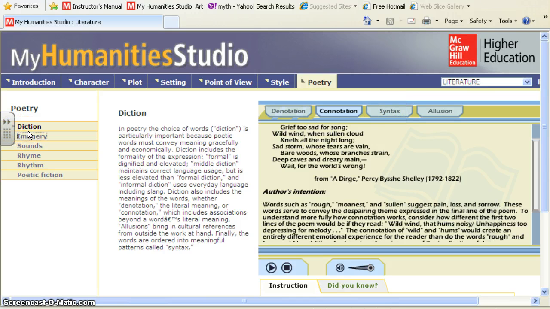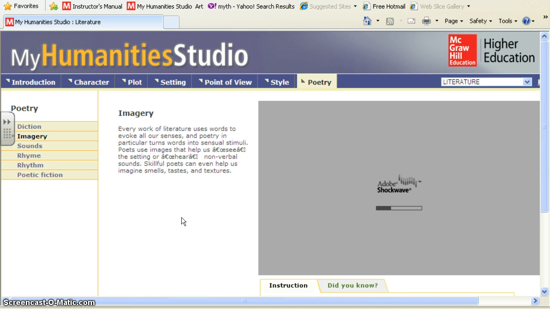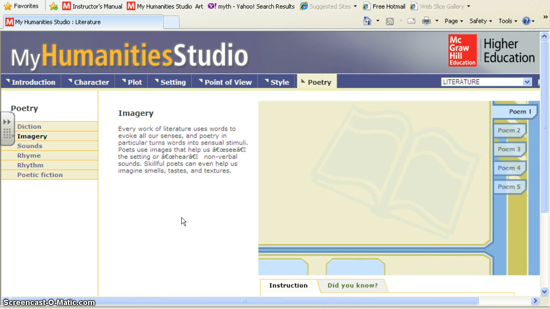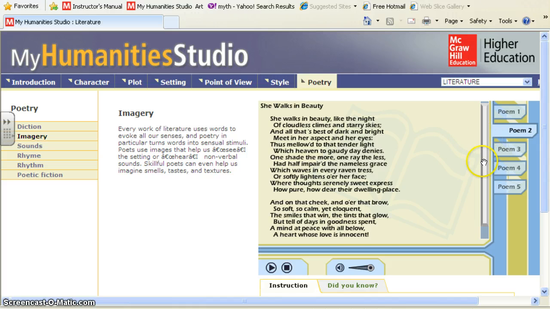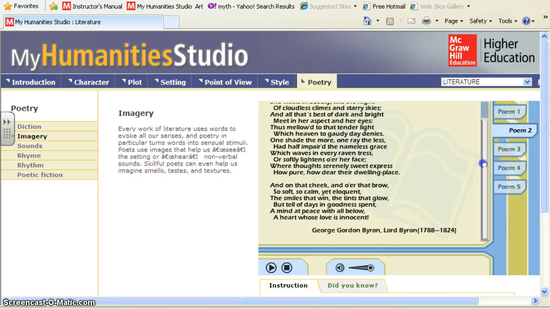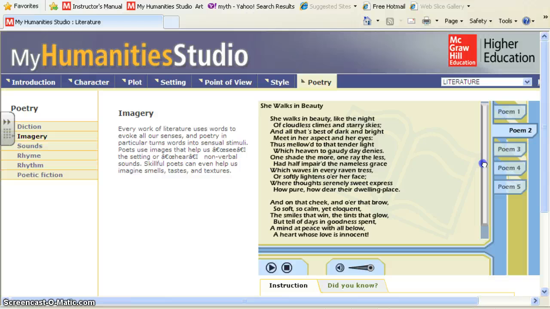Let's go to imagery. Imagery is a real important feature of poetry. It's used in other types of literature as well, but it's compacted and emphasized in poetry. The one I want to look at is a beautiful poem by another romantic poet, George Gordon, Lord Byron, often just called Byron.